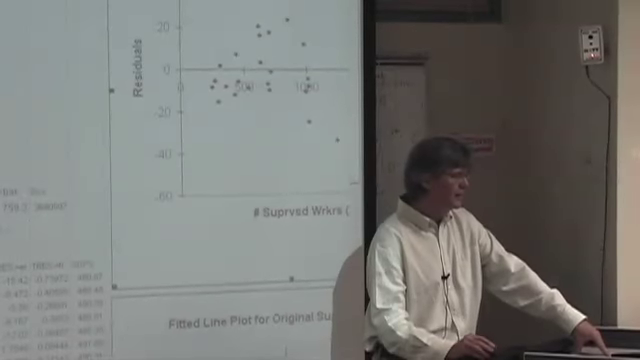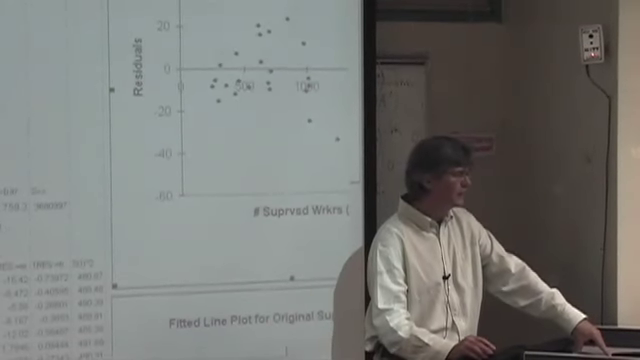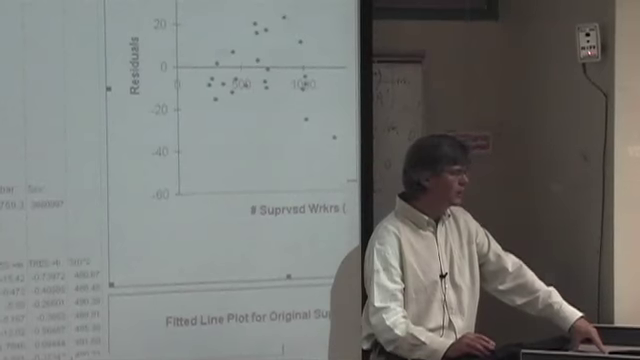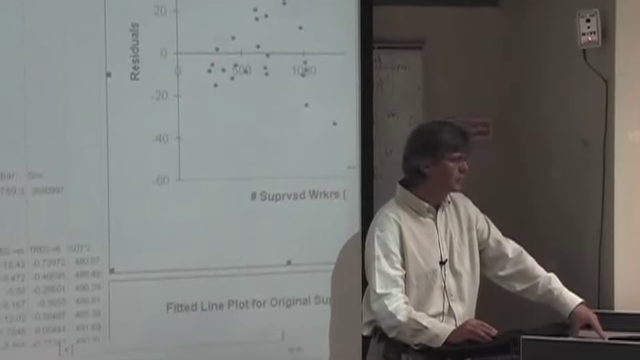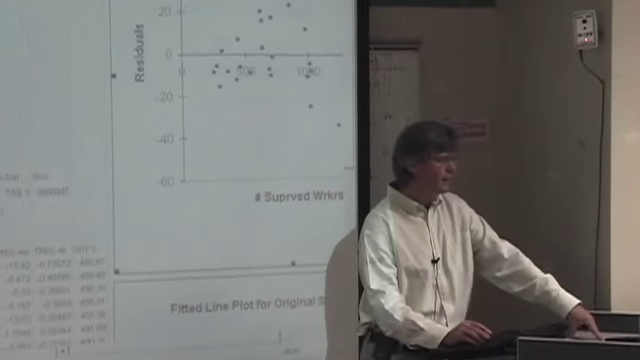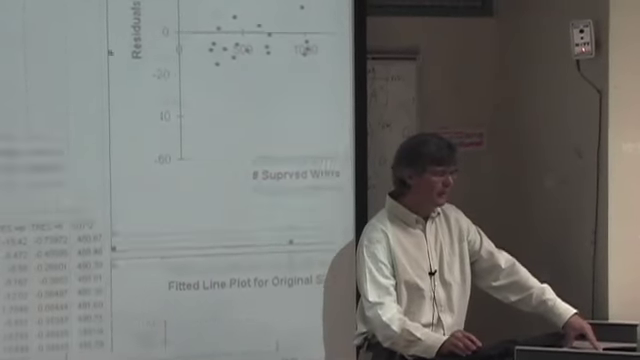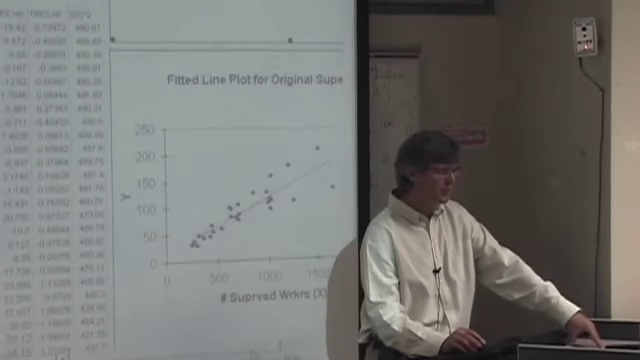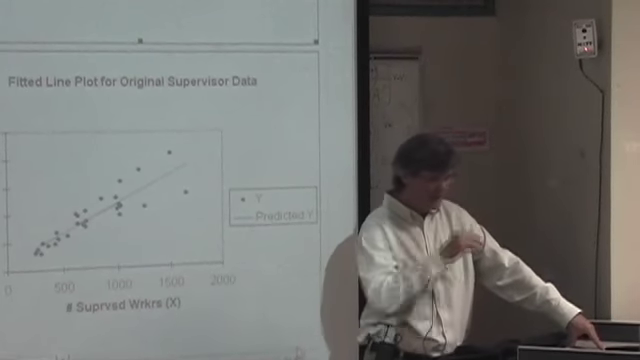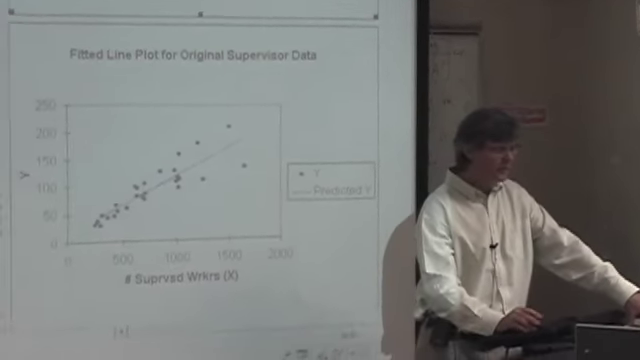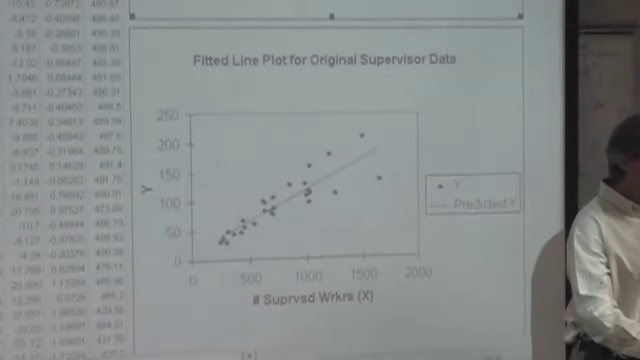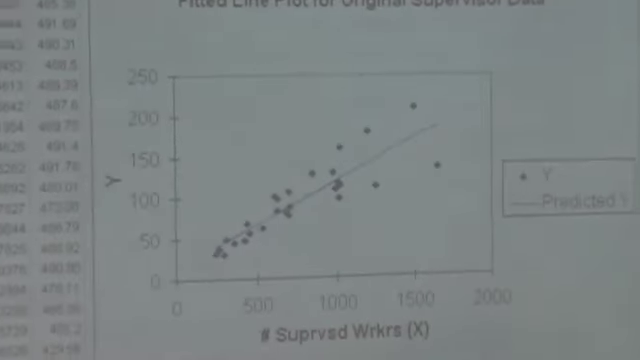Here's the number of supervised workers, and the number of supervisors. So here's a fitted line plot for the original supervisor data. You can see that the variability seems to be increasing about that line, in the vertical direction. Here's the residuals for that fit. So it has kind of a funnel shape, plus a little bit of curvature.